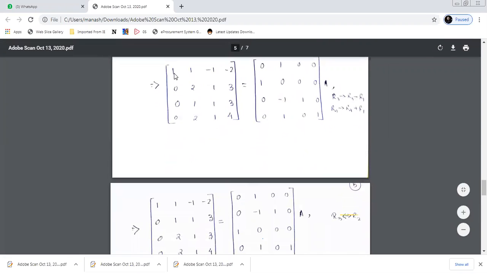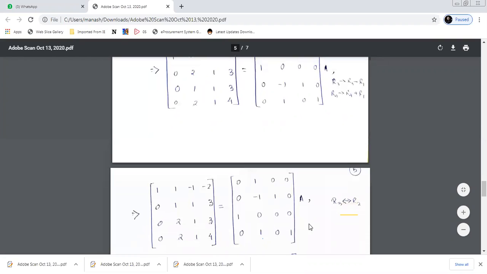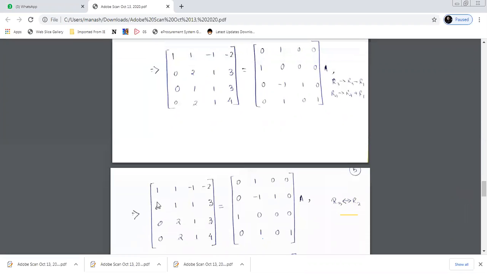Because our aim is to make the matrix an identity matrix. So these diagonal elements must be equal to 1. So that's why we interchange row 3 with row 2, so that this element becomes equal to 1. So simply we interchange row 3 with row 2. After interchanging row 3 with row 2, we got this one.